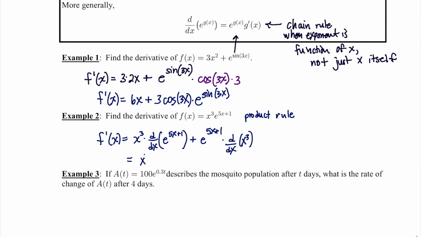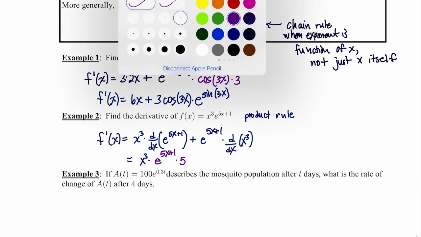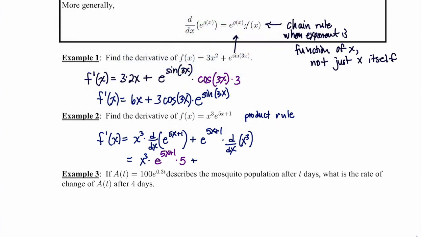So this is going to look like x cubed times, and then for the derivative of e to the 5x plus 1, I say, okay, I'm going to do e to the 5x plus 1 times the derivative of the exponent, so times 5. And then on this second term here, we have plus e to the 5x plus 1 times the derivative of x cubed, which would be 3x squared.